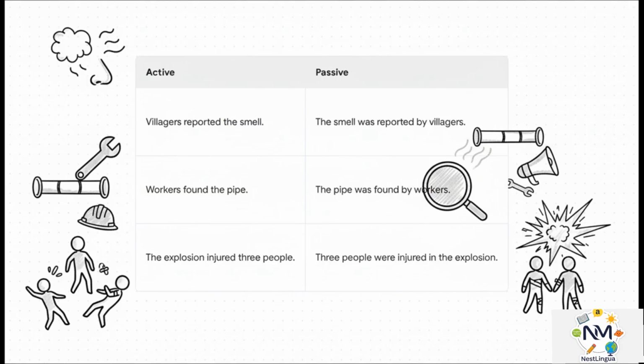Nice. Okay, next up, workers found the pipe. And that becomes, the pipe was found by workers. Perfect. One more. The explosion injured 3 people. This one becomes, 3 people were injured in the explosion. See? You're already getting the hang of it.